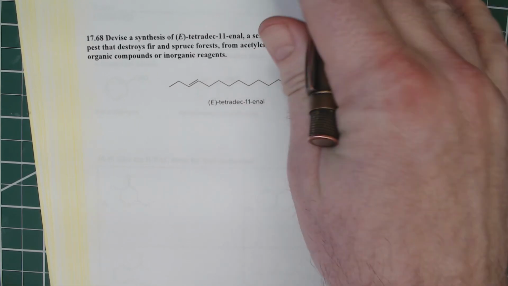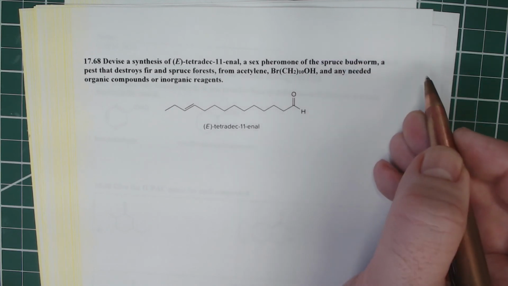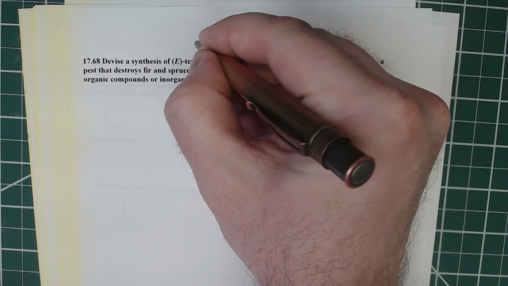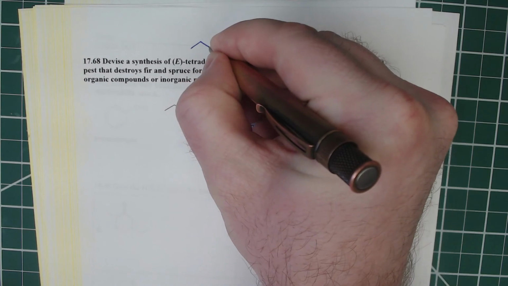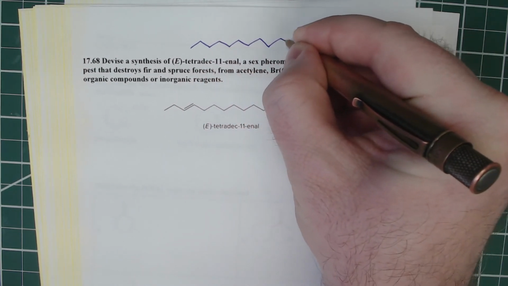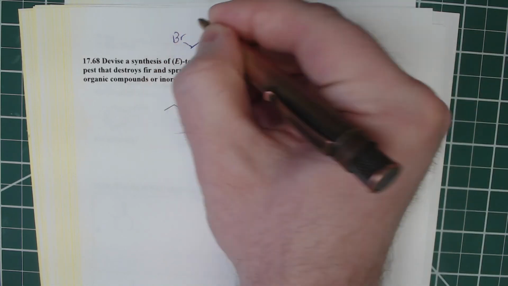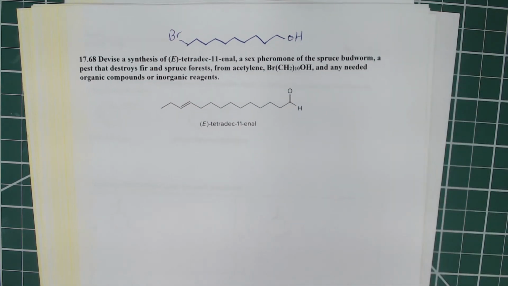So let's draw this. We've got 10 carbons, an OH on one end, and a bromine on the other end. So 1, 2, 3, 4, 5, 6, 7, 8, 9, 10. On one end we've got the OH, and on the other end, we've got the bromine.